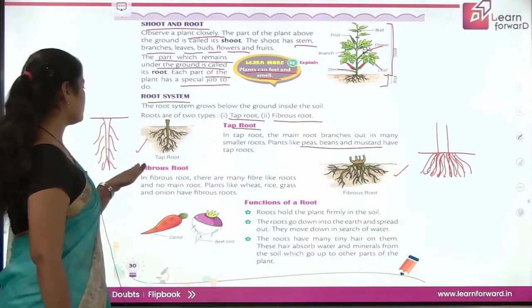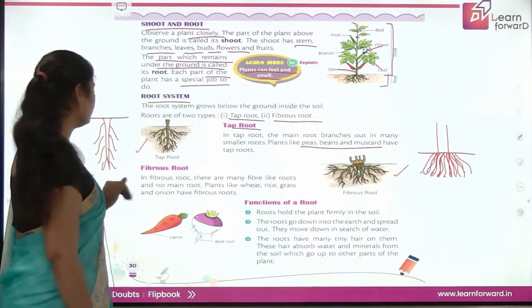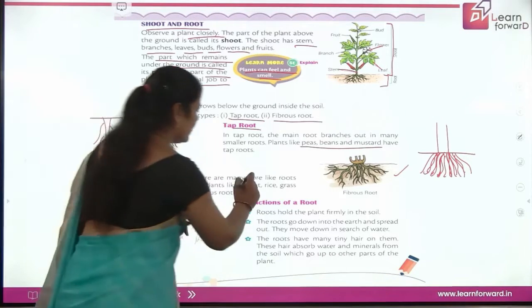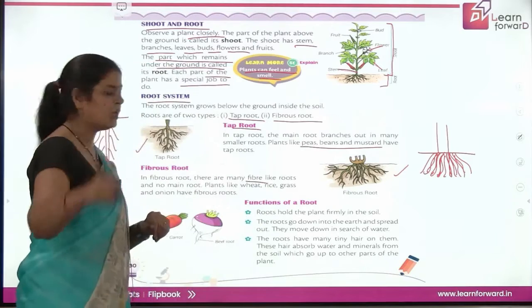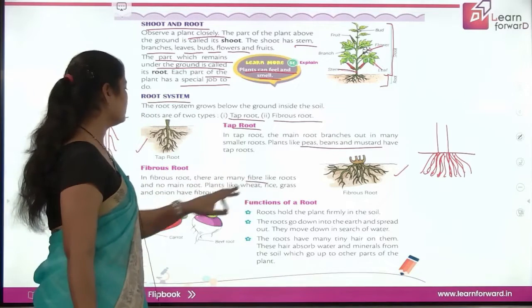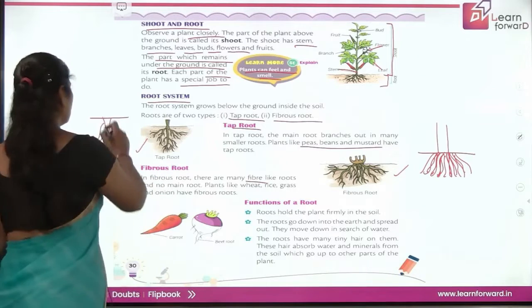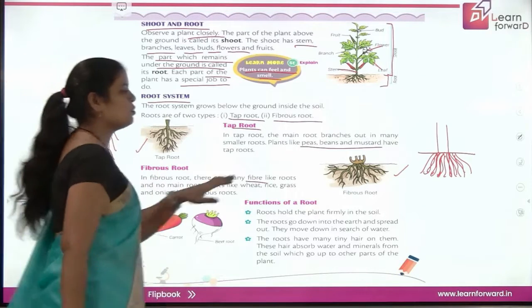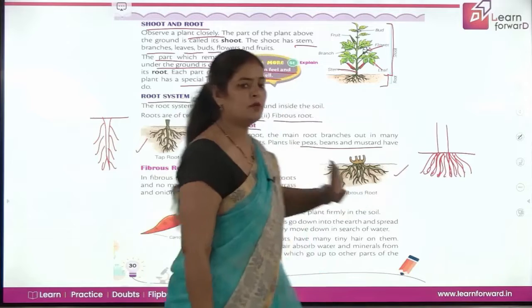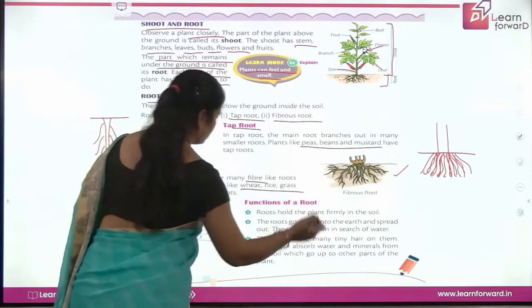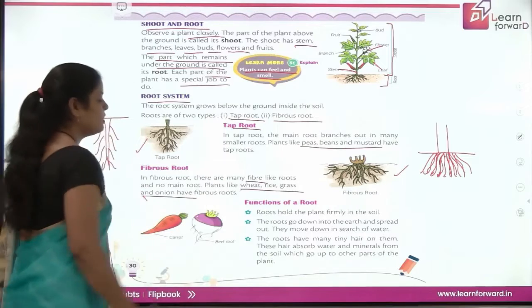But what happens on the other hand in fibrous root? In fibrous root, there are many fibers. Fiber means thread-like structures. There are many fiber-like roots and no main root is present. There is no such main root here in the fibrous root system. Plants like wheat, rice, grass and onion have fibrous root.